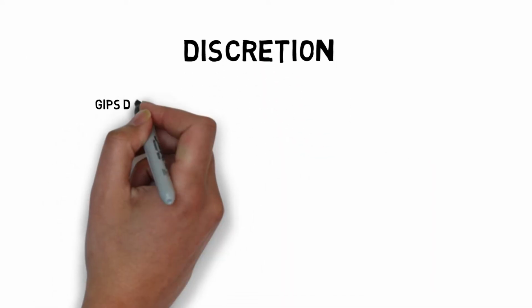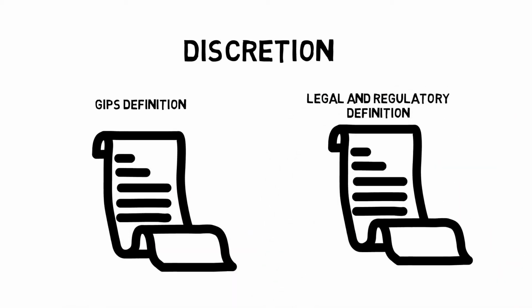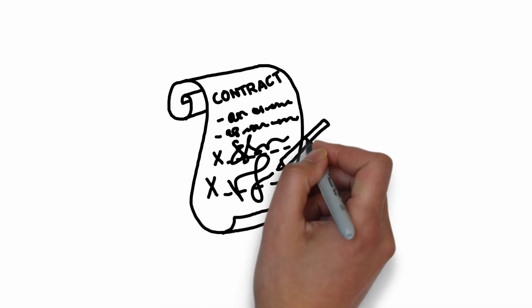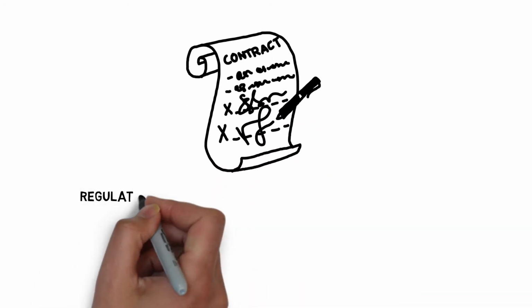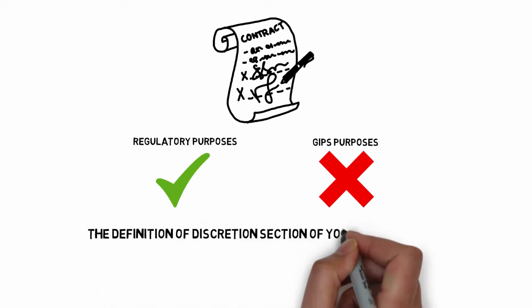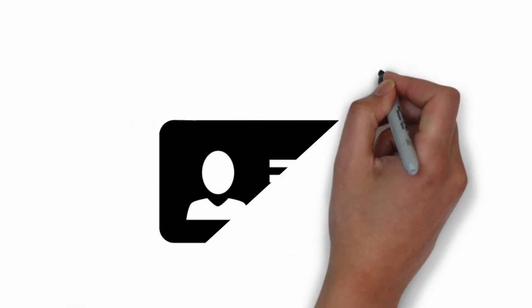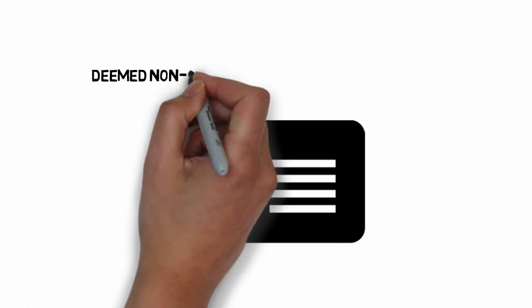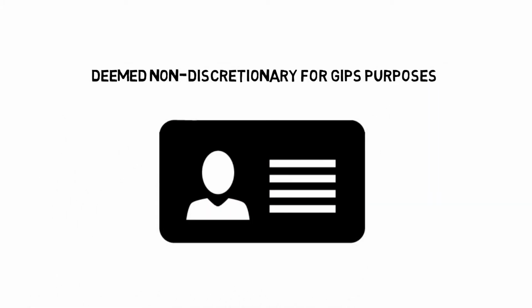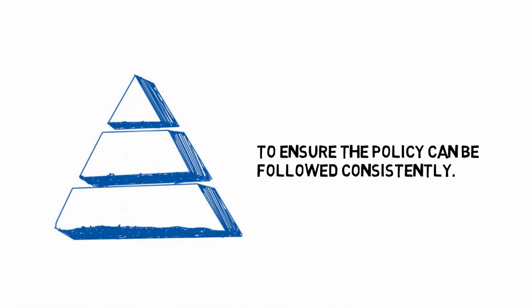The term discretion is defined differently for GIPS than it typically is for legal or regulatory purposes. For example, you may have a discretionary contract for an account that you deem to be non-discretionary for GIPS purposes because of restrictions the client places on the implementation of the strategy. The definition of discretion section of your firm's GIPS P&P should outline objective criteria for determining the discretionary status of accounts. This section typically includes the types of restrictions that would cause an account to be deemed non-discretionary for GIPS purposes. Ideally, firms should include thresholds to ensure the policy can be followed consistently.